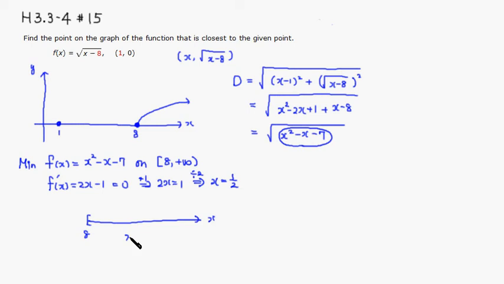Like x equals 10. You notice that f prime is going to be 20 minus 1, so it's going to be positive. Which indicates that function f is always increasing on this interval, which means that the smallest value occurs at the beginning, which is x equals 8. So x equals 8 is going to give you the minimum value, and the corresponding y value is square root of 8 minus 8, which is 0. So (8, 0) is the closest point.